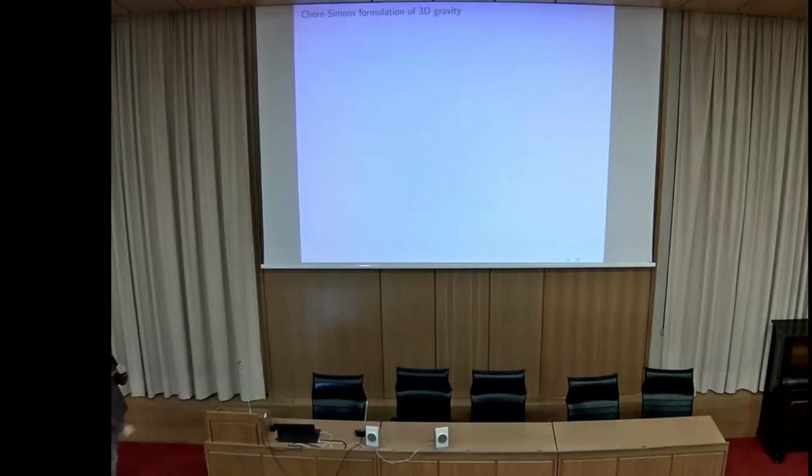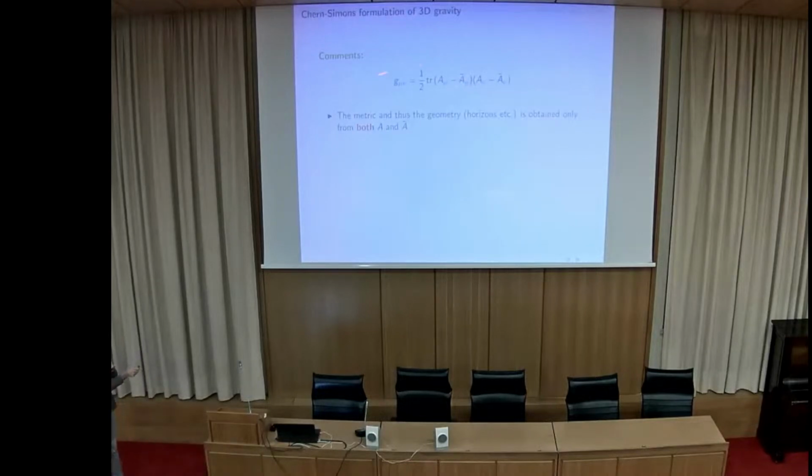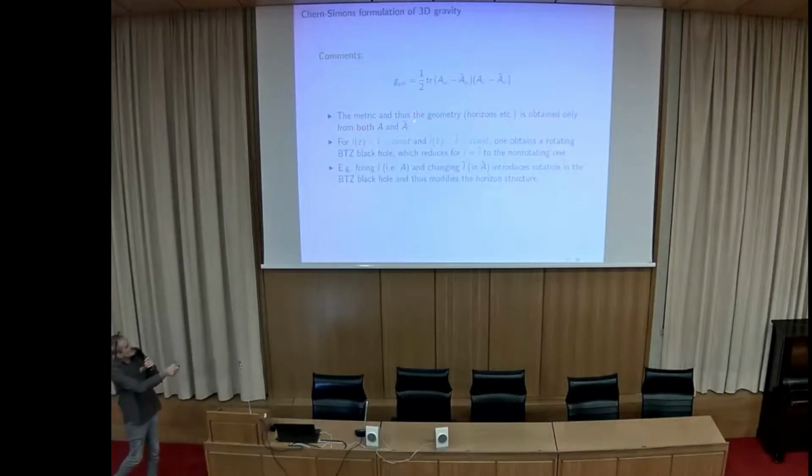Okay, so first, just a reminder. Everyone knows about Chern-Simons gravity in 3 dimensions. Basically, we have 2 gauge fields, which are parameterized in terms of holomorphic functions, and the metric is obtained from both A and A bar using this. I would just like to emphasize that this formula means that the horizons and the causal structure are encoded only from both of the potentials. If we take just one of them and change it, we can rotate a BTZ black hole and completely change the horizon. So it's really crucial to have both of them.